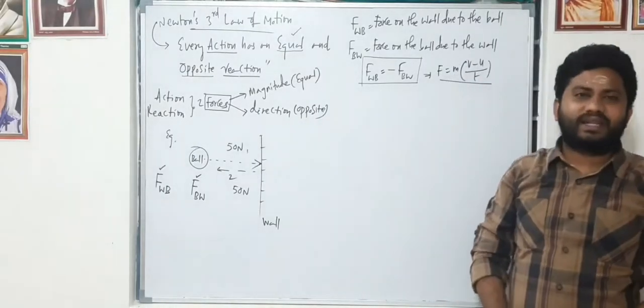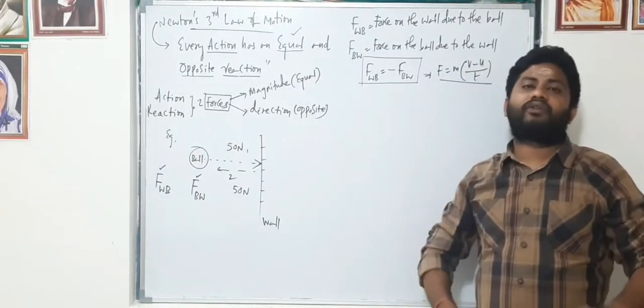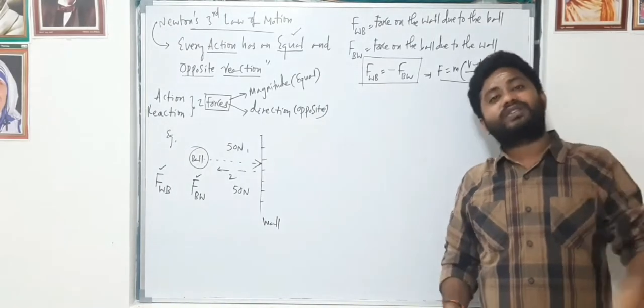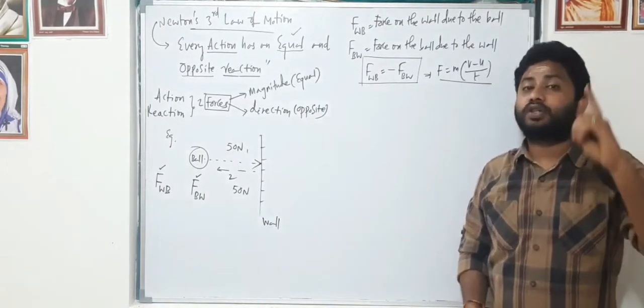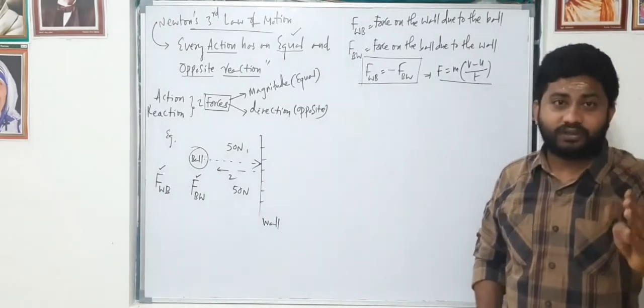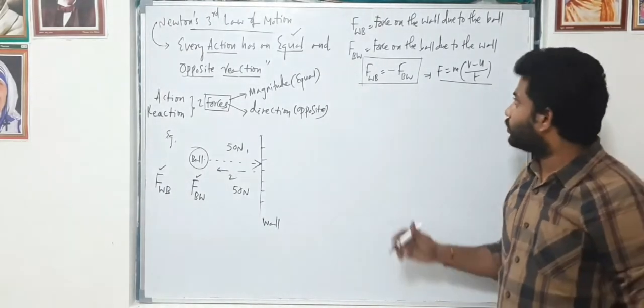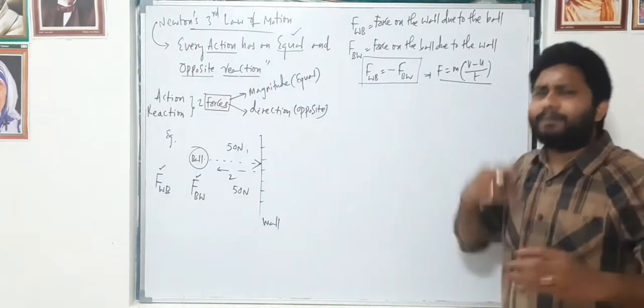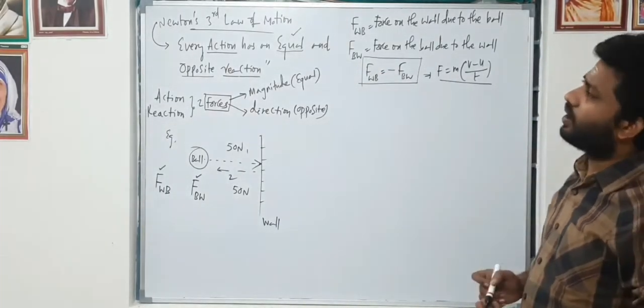Any force you take in nature can be written in the form of mass into acceleration. Right? F is equal to ma, which is the final expression from Newton's second law of motion. So this is the concept of Newton's third law of motion. And let's discuss some more analysis related to Newton's third law of motion.